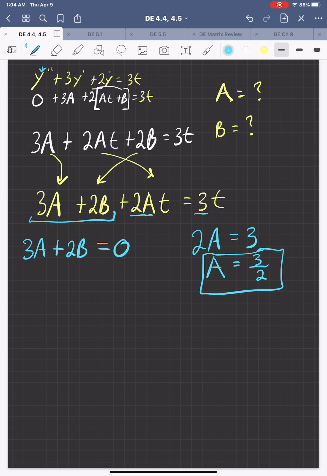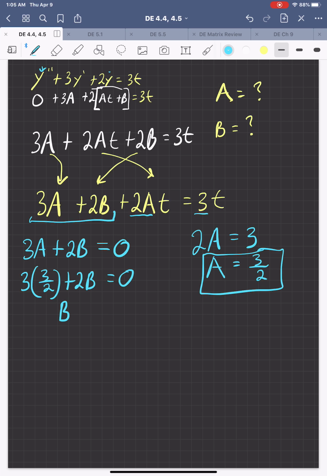But I already know that I need a to be 3/2. So this is 3 times 3/2 plus 2b. That's got to equal 0. All right, well, we can solve for b, right? We can bring 3 times 3/2 to the right side and divide by 2.